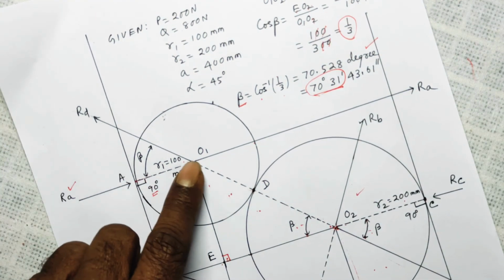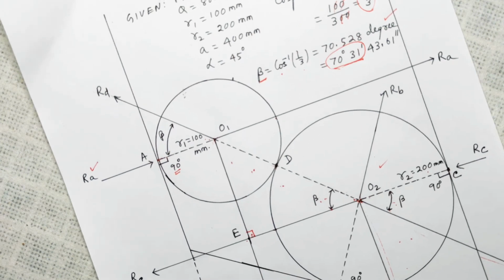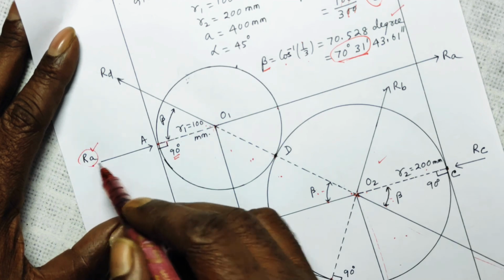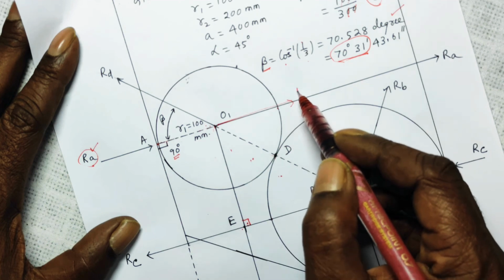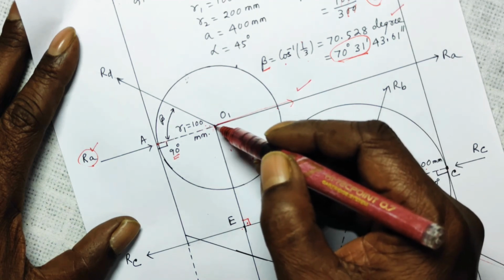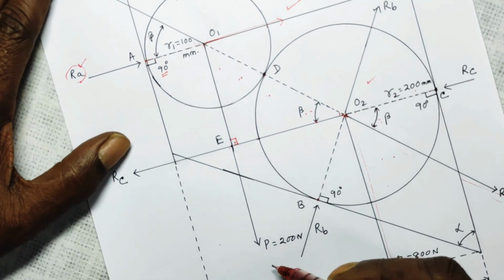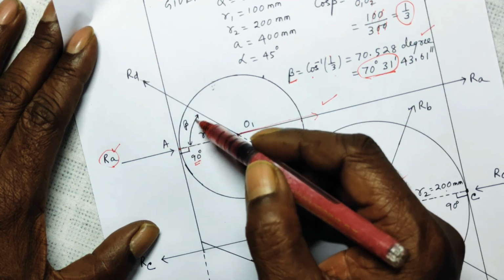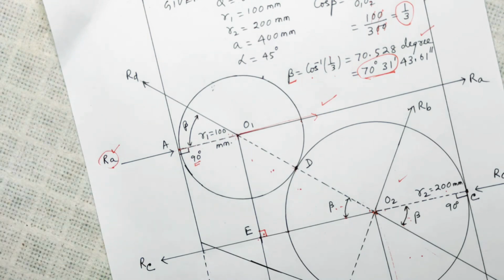Now let us apply the free body diagram at O1. Free body diagram at O1. So how many forces are at O1? The reaction force RA from this end passing through O1 to this side. Then the weight of this cylinder, that is P, to this side. Then the reaction force RD to this side. And this angle is beta, which we just calculated as 70 degree, 31 minutes.